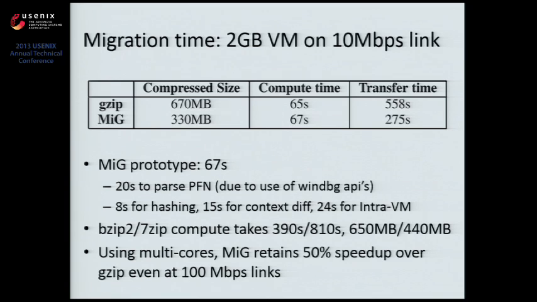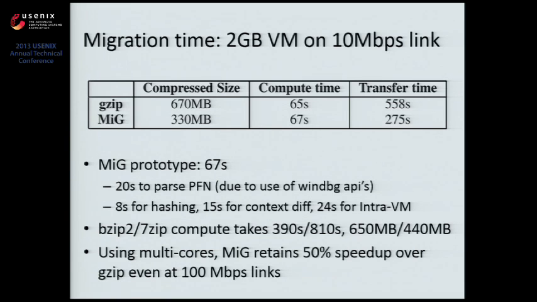Finally, migration time. This is one example of a 2 GB VM on a 10 megabit per second link. You can see that using just gzip would get you 2/3 compression, so you're at 670 megabytes, which compresses in 65 seconds, and the transfer time takes about 550 seconds. Whereas with MiG, we can transfer it in 275 seconds, so half the time for migration and half the bytes, right?